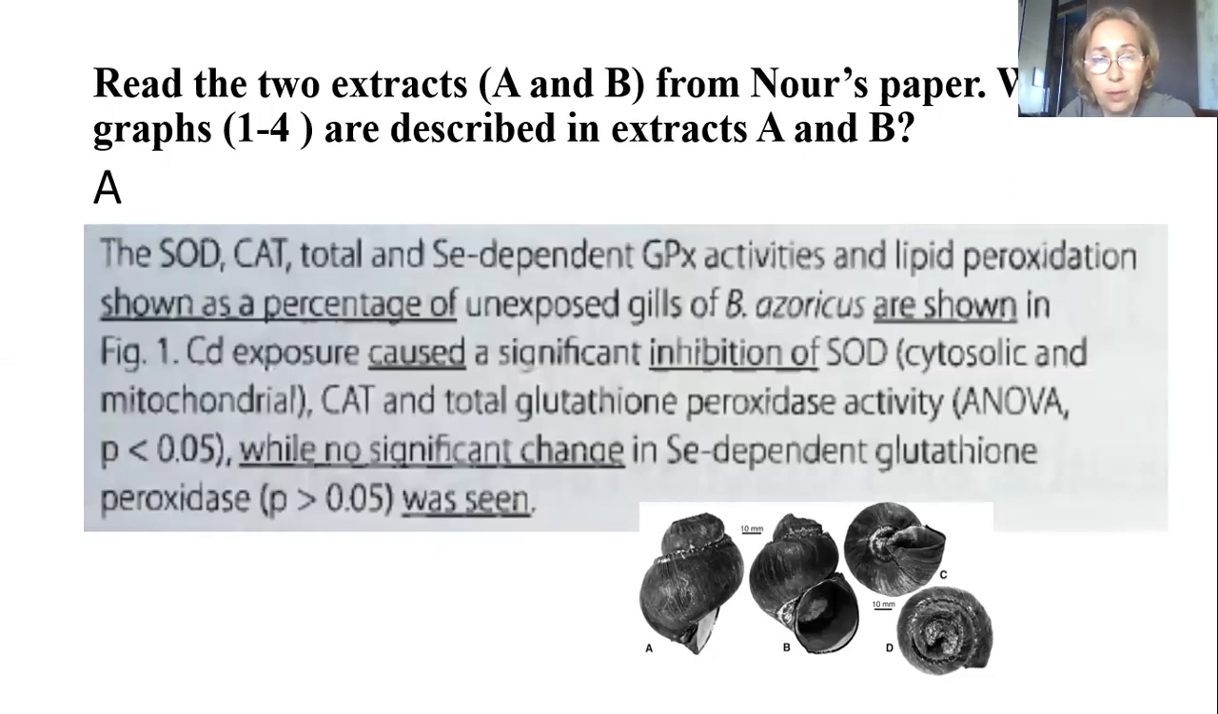So let us listen to Duman. Read it, please. The salt, and the CAT total and the state-dependent GPX activities, and the lipid peroxidation, shown as a percentage of unexposed gills, as shown in Figure 1. Cadmium exposure caused a significant inhibition of the cytosolic and the mitochondrial and the total glutathione peroxidase activities, ANOVA P less than 0.05, while no significant changes in selenium-dependent glutathione peroxidase was seen.